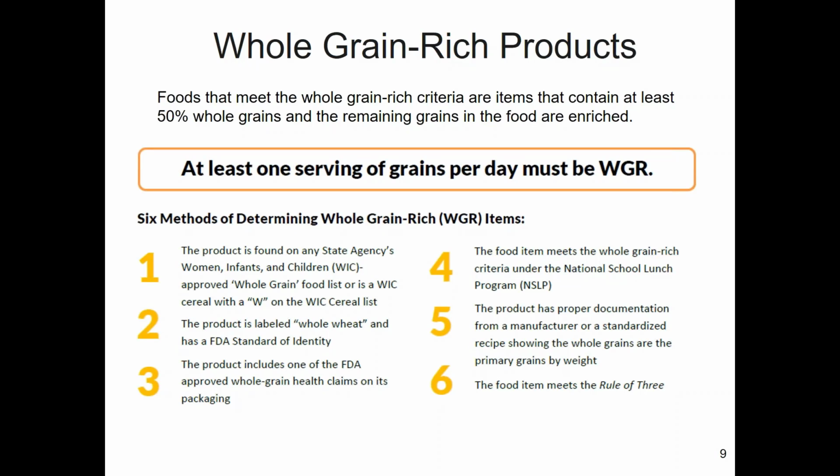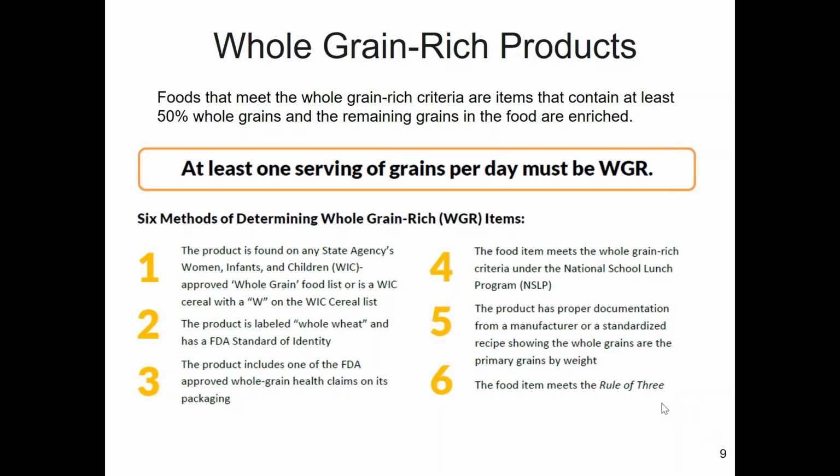Remember earlier that we mentioned whole grain rich items must be served at least once a day. What does it mean to be whole grain rich? A whole grain rich item is a grain product that contains at least 50% whole grains, and the remaining grains within the food are enriched.